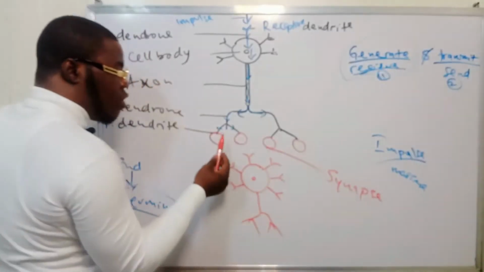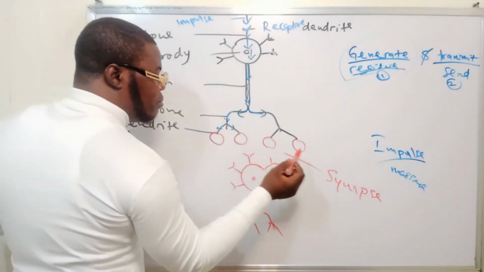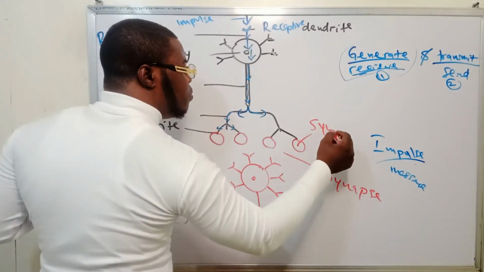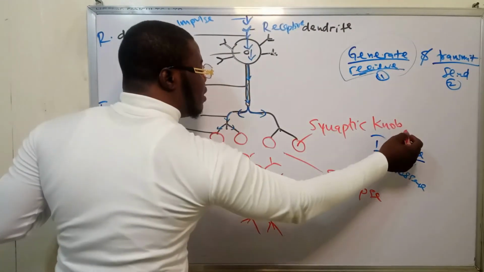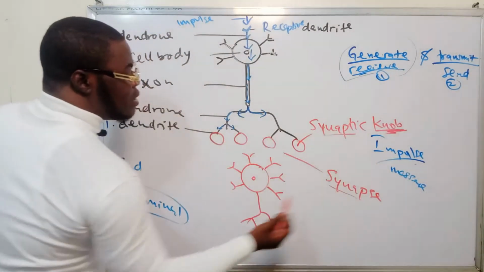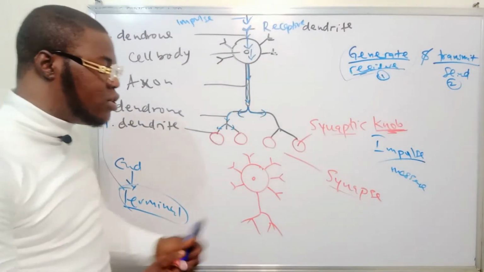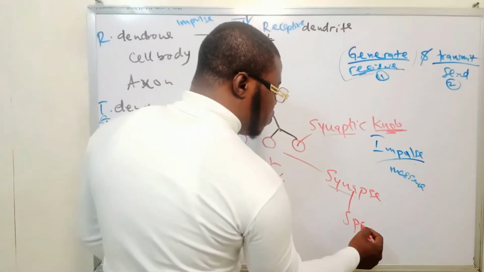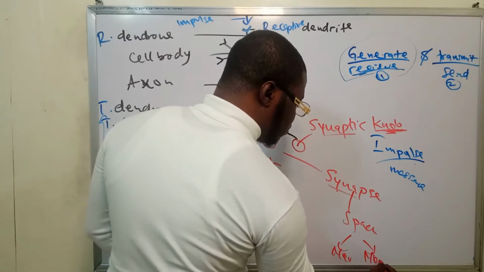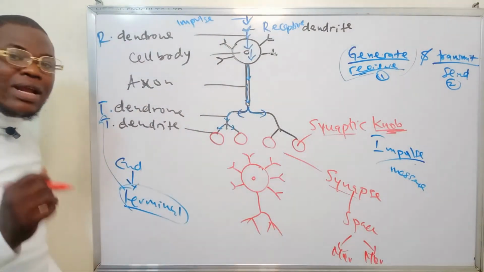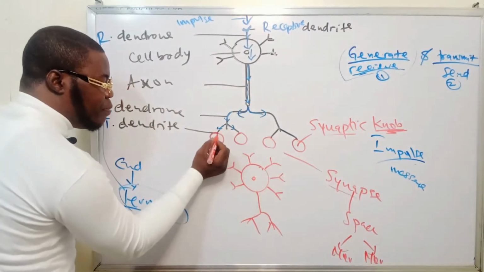And these knobs, because they are found at the synapse, they used to call them the synaptic knob. There are knobs found in the synapse. And the synapse is, as usual, a space between two neurons. As simple as that. Now, this impulse is going to enter this synaptic knob.